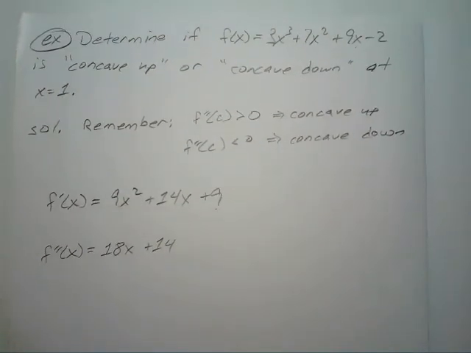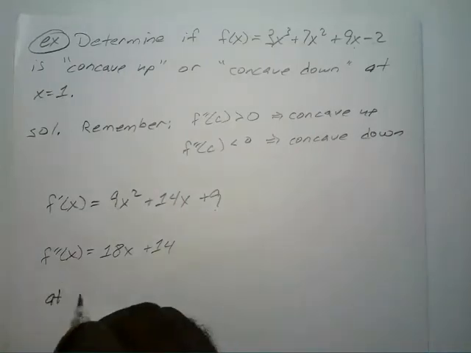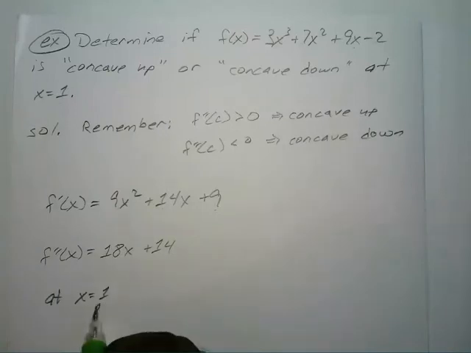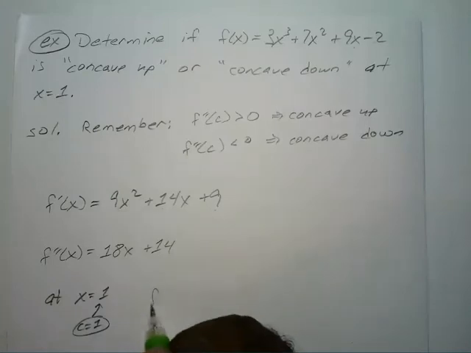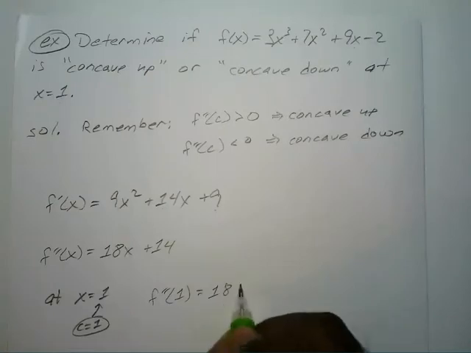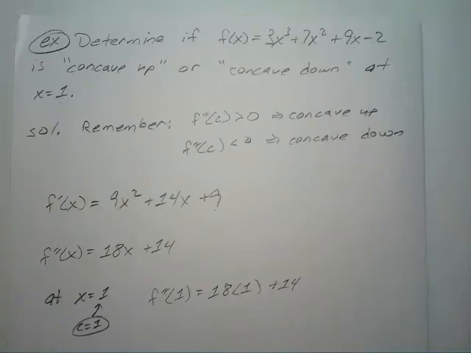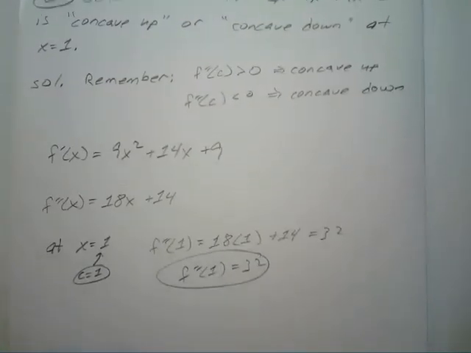Okay, so now at x equals 1, remember your c in this case is equal to 1. Second derivative at 1 is going to equal 18 times 1 plus 14, which is equal to 32. So your second derivative at c, or at 1, is 32. So that tells us all we need to know.